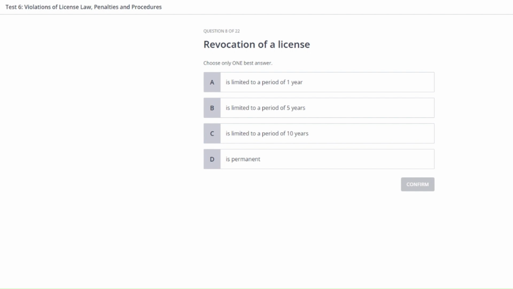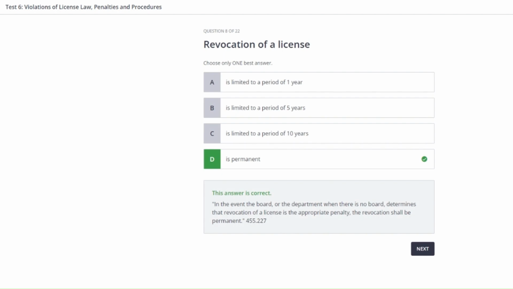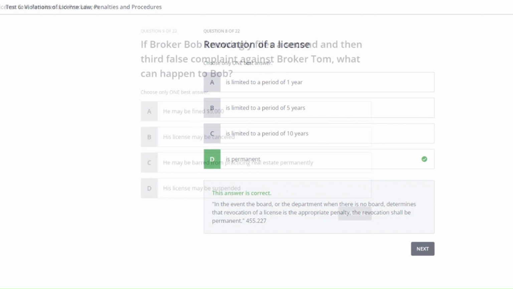I hope you made your choice. Let's unveil the correct answer together. The correct answer is option D, is permanent. That's correct. In the event the board, or the department when there is no board, determines that revocation of a license is the appropriate penalty, the revocation shall be permanent.